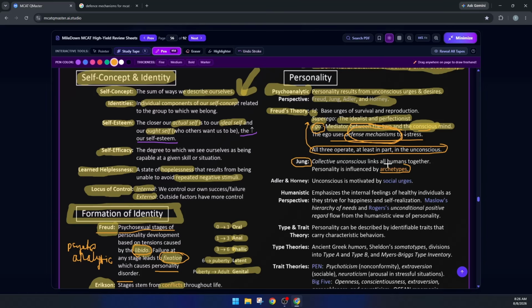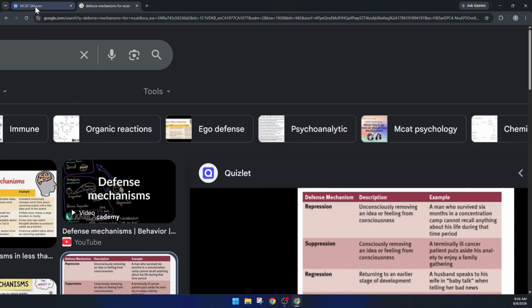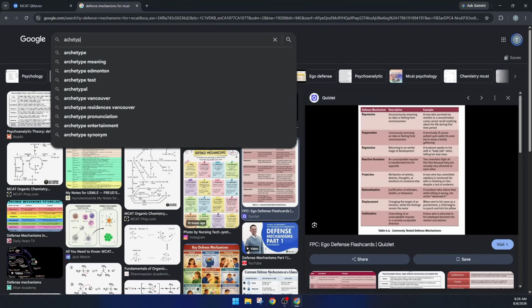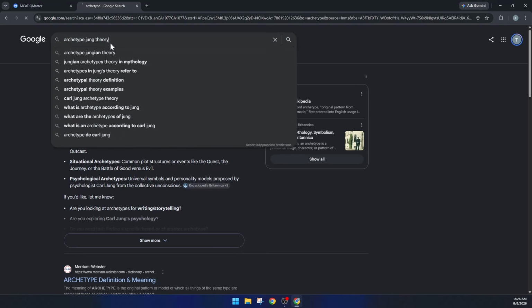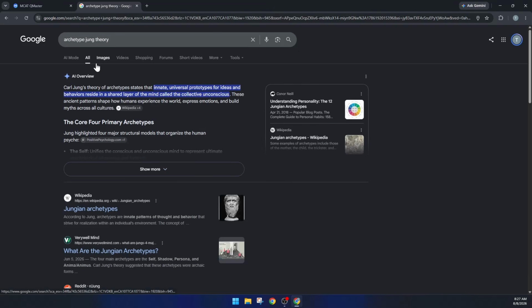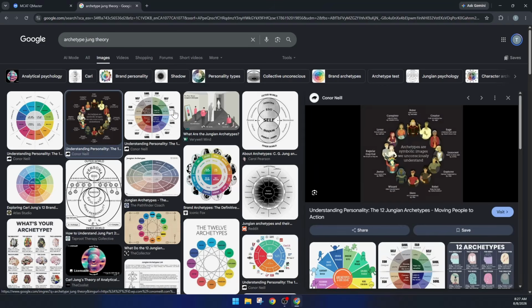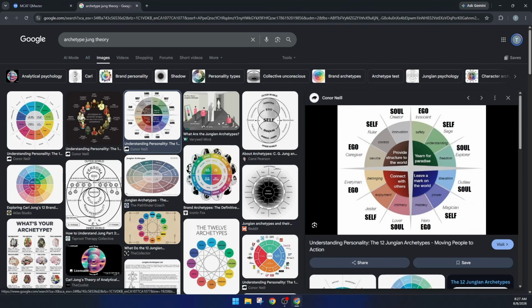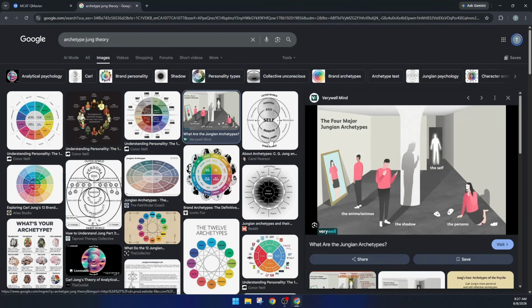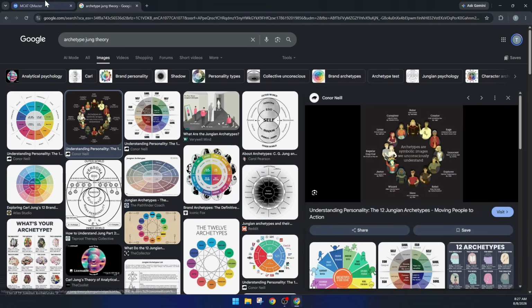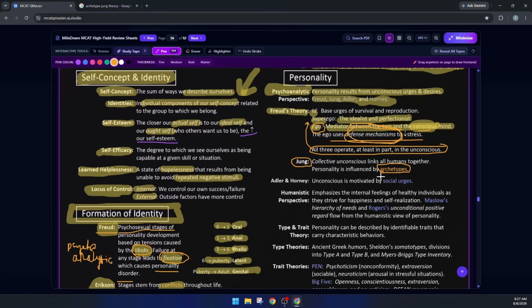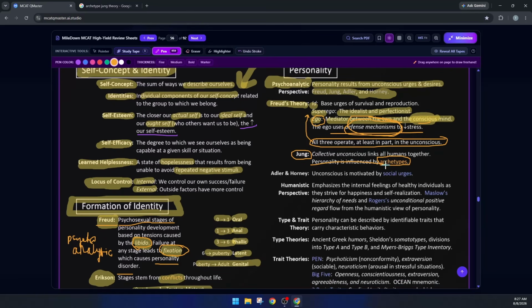Personality is influenced by archetypes. So you need to know what an archetype is. Jung theory. I'm gonna try to teach it better, but I don't know. Alright, so these are some archetype examples. So archetypes are almost like an ideal of what we see, and we kind of fit ourselves into certain archetypes, right? A certain type of person. So personality is influenced by archetypes.